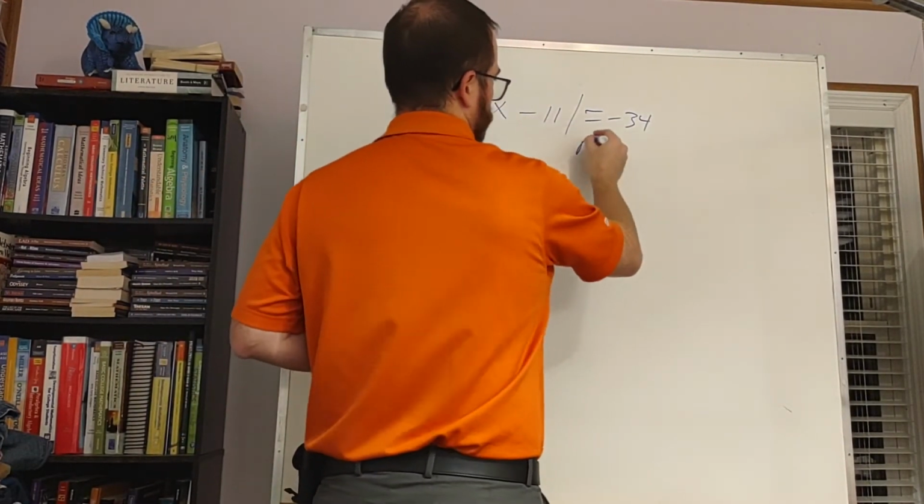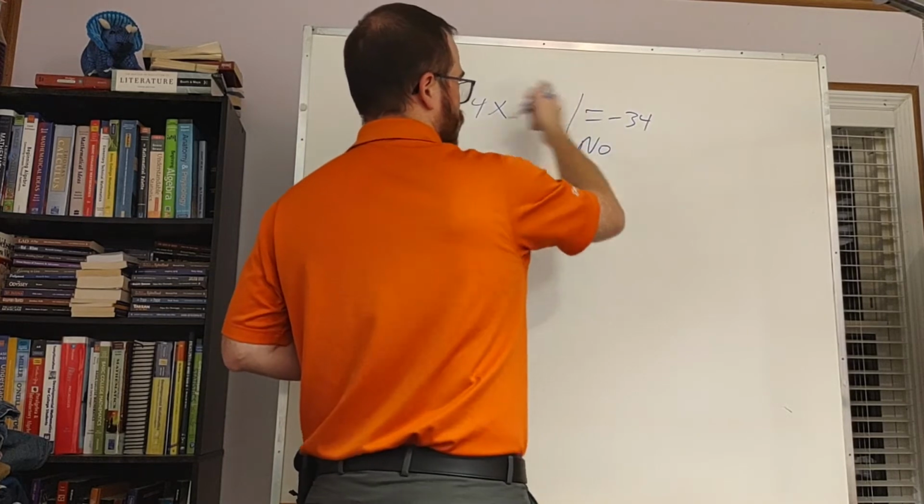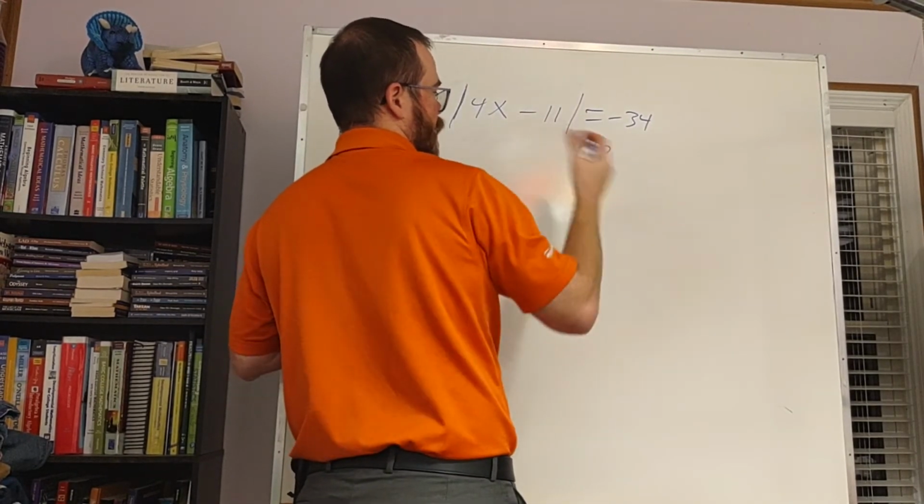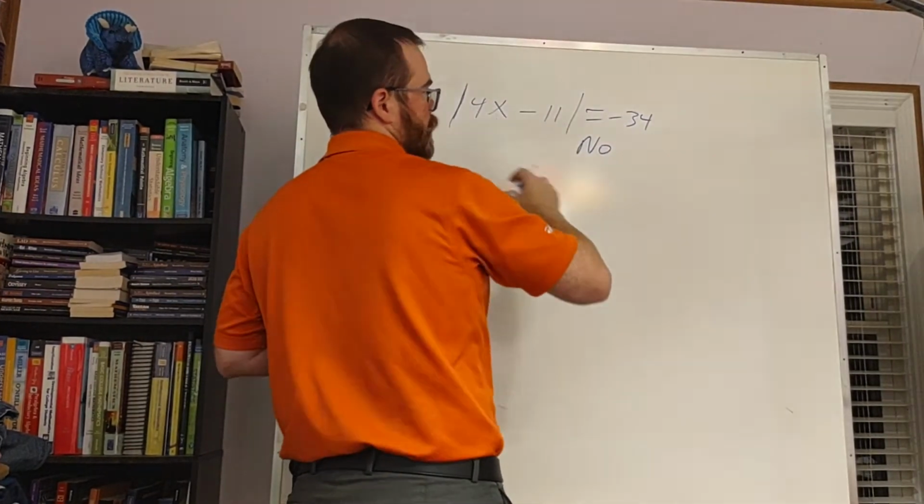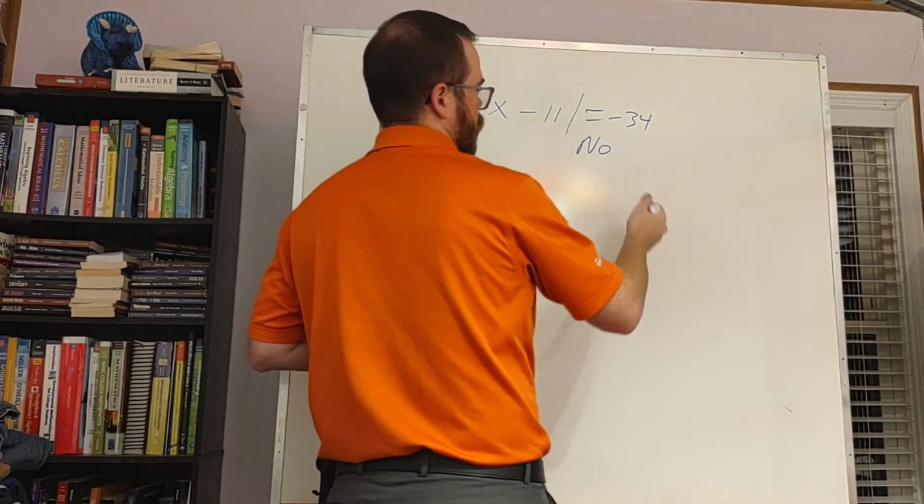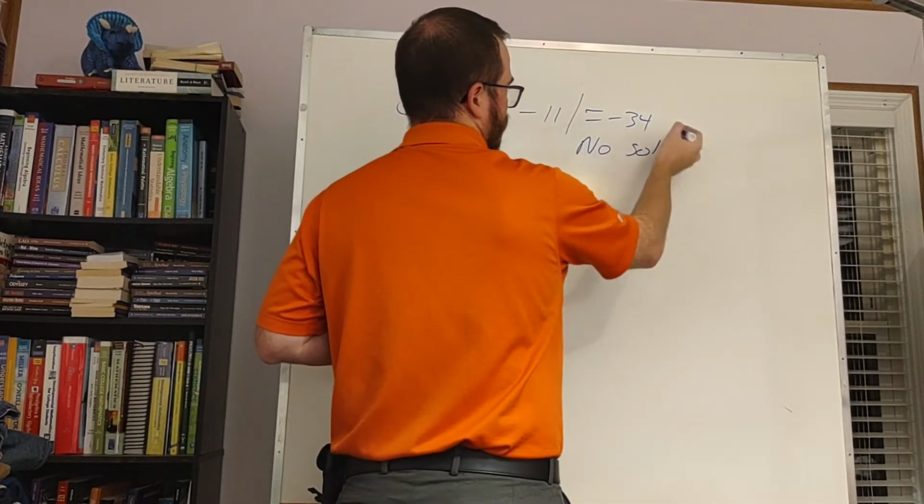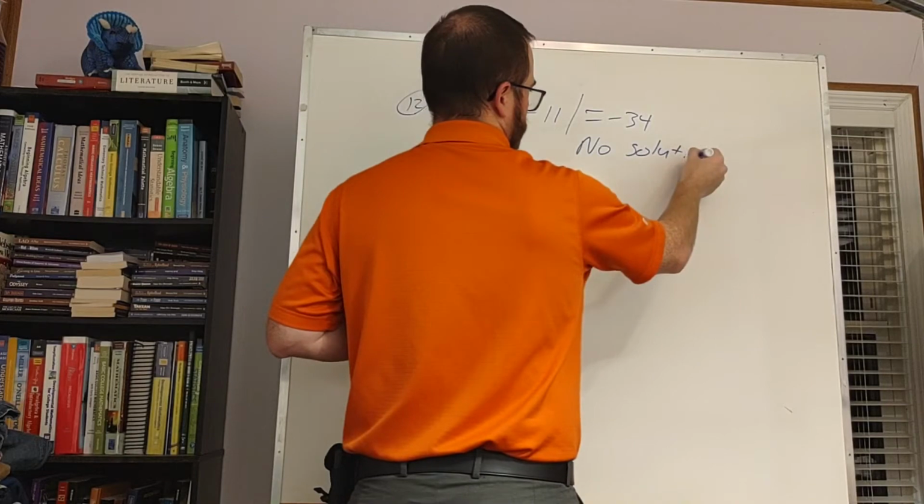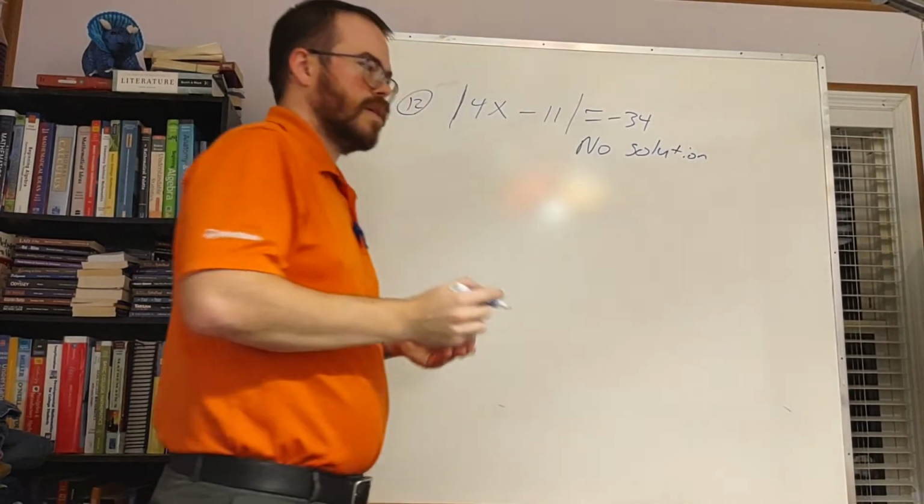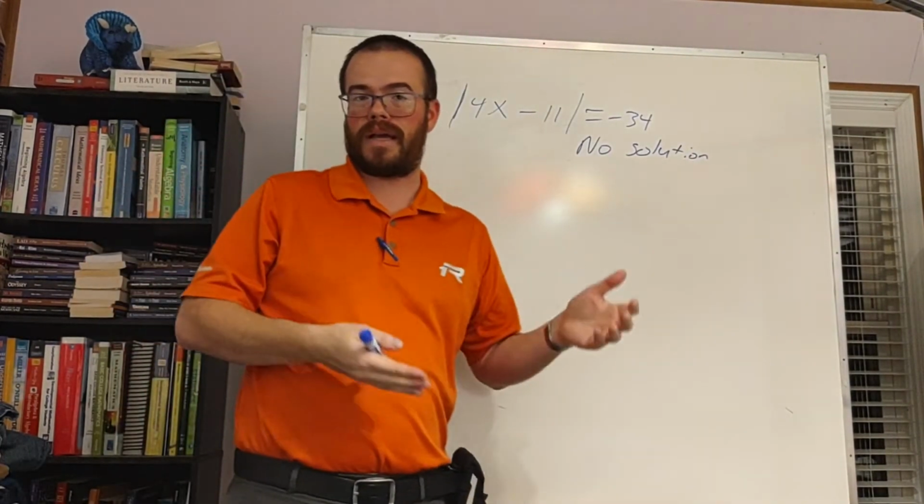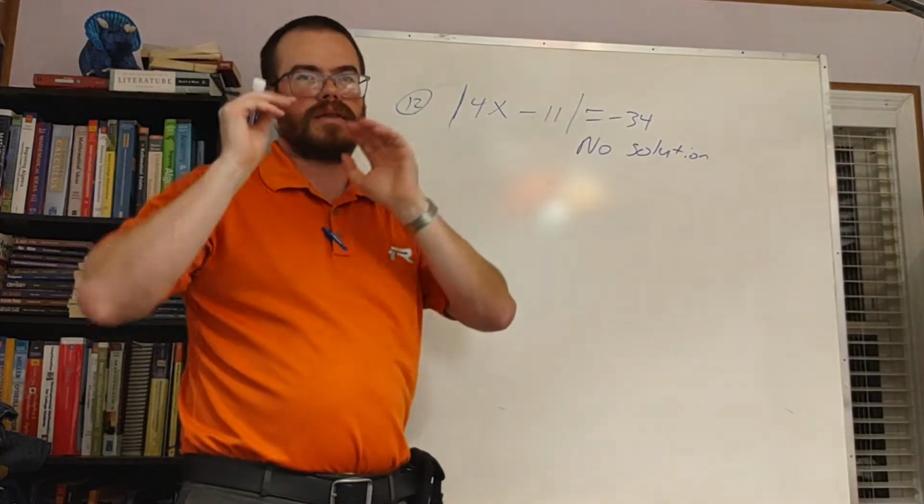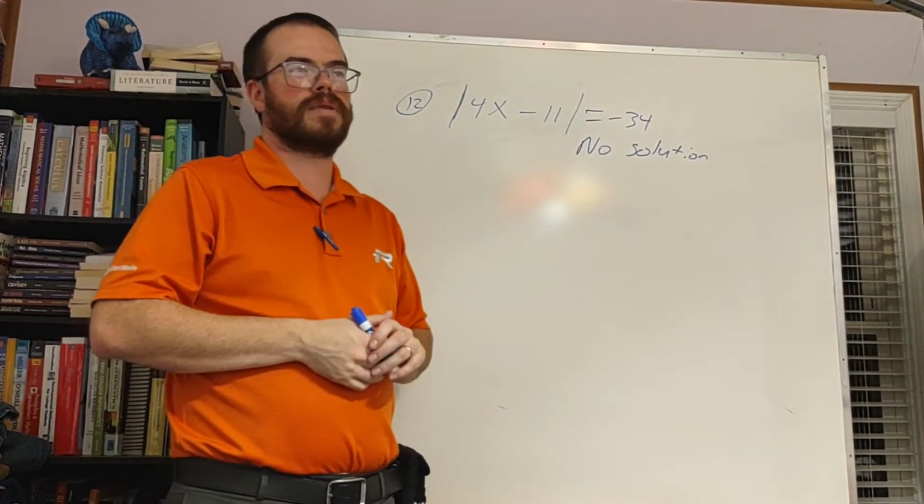Okay, so we're thinking no solution because the absolute value of anything that we plug in for x should be a positive number. And here we're saying it's a negative 34. That doesn't make sense. There is no number that will do that. So since we have no number to plug in that would work, we're saying there's no solution. So that would be what we would say here.